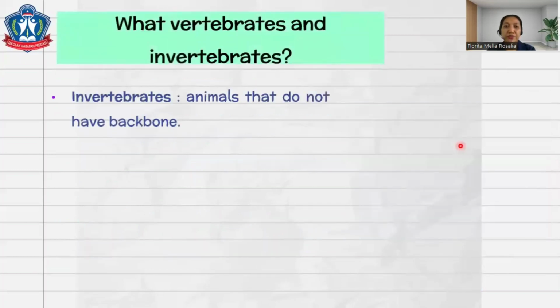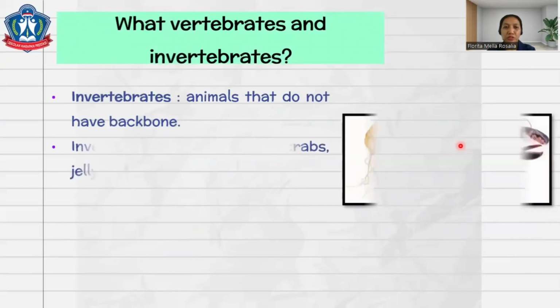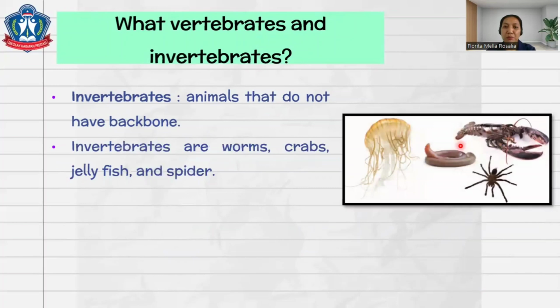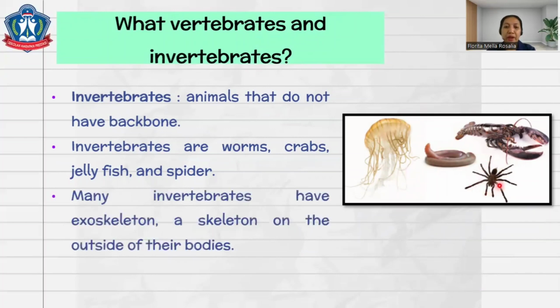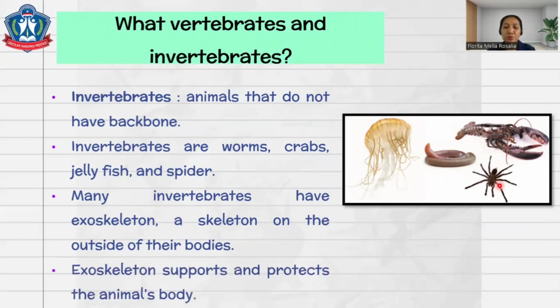And then invertebrates, the animals that do not have a backbone. So the examples are worms, crabs, jellyfish, and spiders. Many invertebrates have an exoskeleton, a skeleton on the outside of their bodies. What's the function? It supports and protects the animal's body.